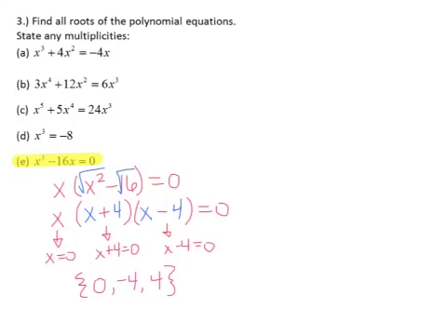Multiplicity-wise, I have multiplicity of 1 for each, because I only have each 0 one time. If you hold tight, I'll show you the answers for A, B, C, and D.